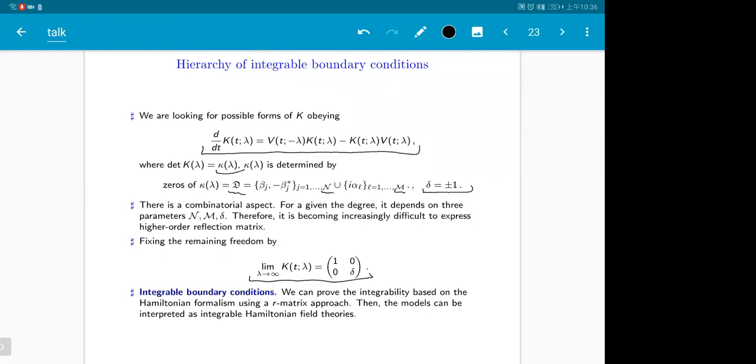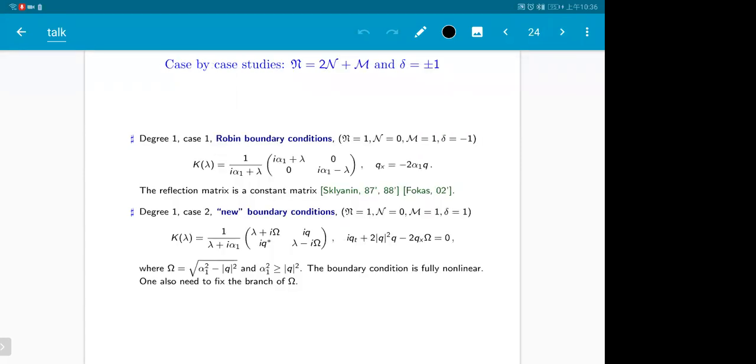In this diagonal matrix form, when lambda goes to infinity. And although we haven't proved it rigorously, the boundary conditions obtained by this semi-discrete Lax pair are actually integrable. The proof can be based on the Hamiltonian formalism using an R matrix approach. So let's see case by case, as we increase the order, certain cases of this hierarchy.